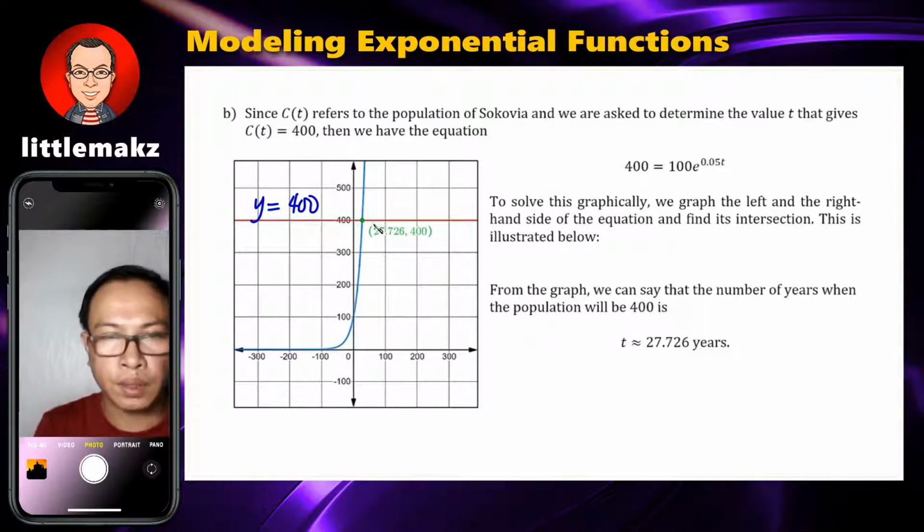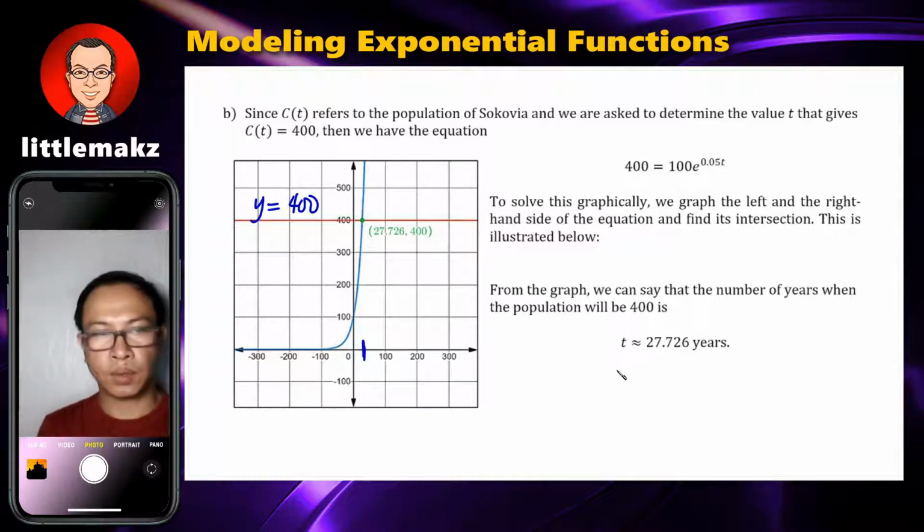And of course, this is your 27 point somewhere here, the value of x here, 27.726. So we say that the number of years when the population will become 400 in that sample is after 27.726 years in that case.